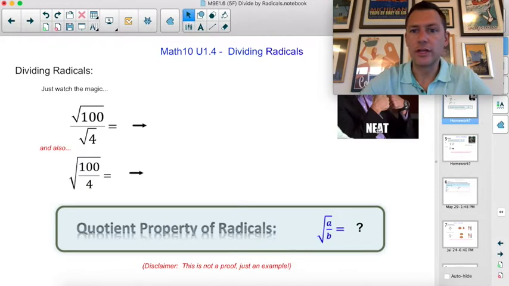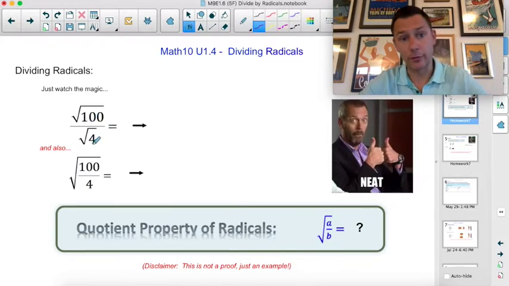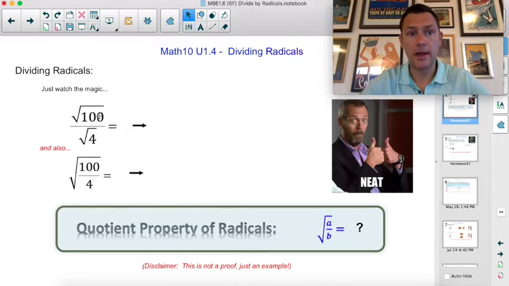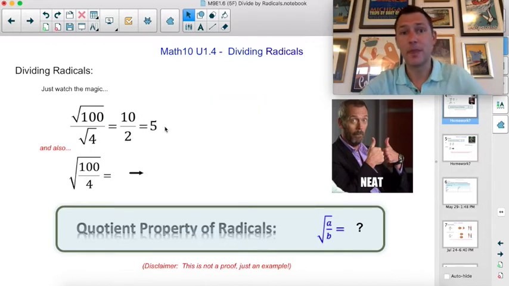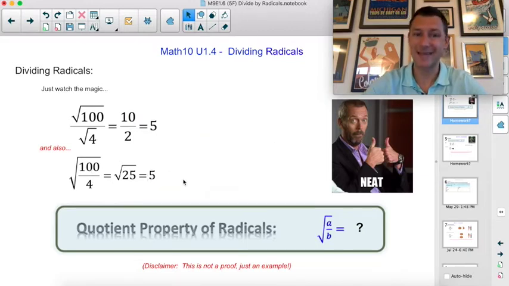All right, let me show you a neat trick that'll be the foundation for all of this. If you take root 100 and divide by root 4, you can evaluate the numerator and denominator first. You get 10, you get 2. When you divide, you get 5. You can look at the same setup, but with the division under the radical. You do the division first, so you do 100 divided by 4, that's 25, and then take the square root and you get the same result.